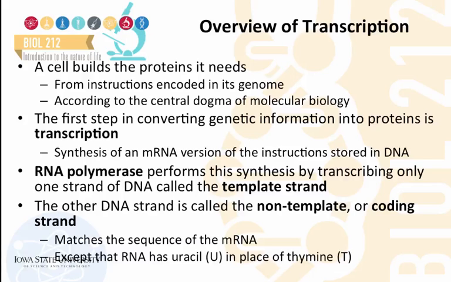So the first step in converting genetic information into proteins is through transcription. The enzyme RNA polymerase performs this synthesis by transcribing only one strand of DNA called the template strand. The other strand is called the non-template or coding strand. The sequence of this strand matches the sequence of the mRNA, except that RNA has uracil in place of thymine.